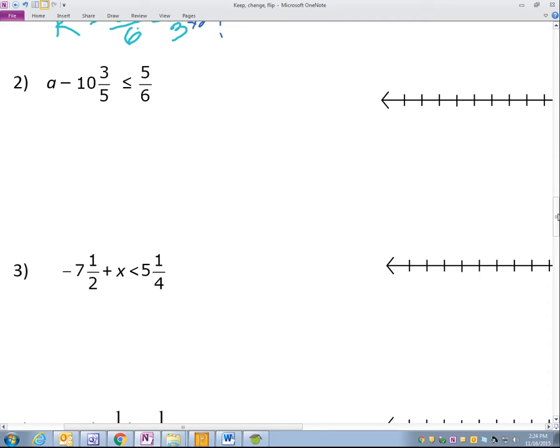Now we have number 2. I want to get through these, folks. I told the other classes that we would get through these because they didn't get to graph them. A is less than or equal to minus 10 3/5. I'm going to be doing the inverse of negative, which is positive.